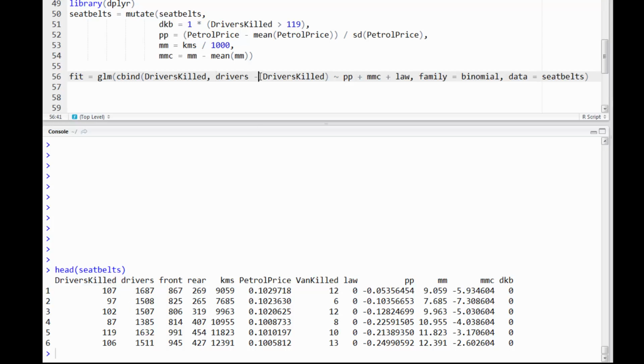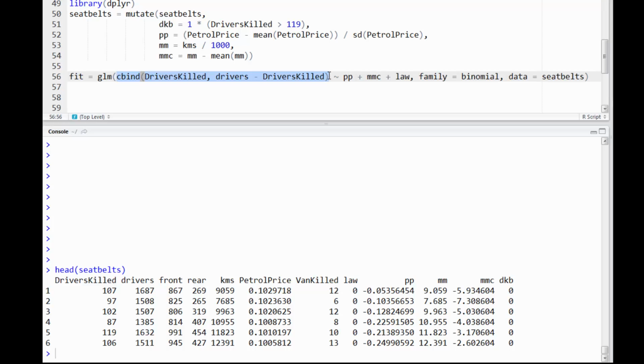So to do this as a binomial regression problem, we fit our GLM function, and then we use cbind. The way that the cbind statement works in this case, cbind is just a matrix statement in R, and it's going to just paste together two columns. The first column is going to be drivers killed, and the second column is going to be drivers seriously injured, those that were, so drivers minus drivers killed. So it goes y and n minus y in this outcome.